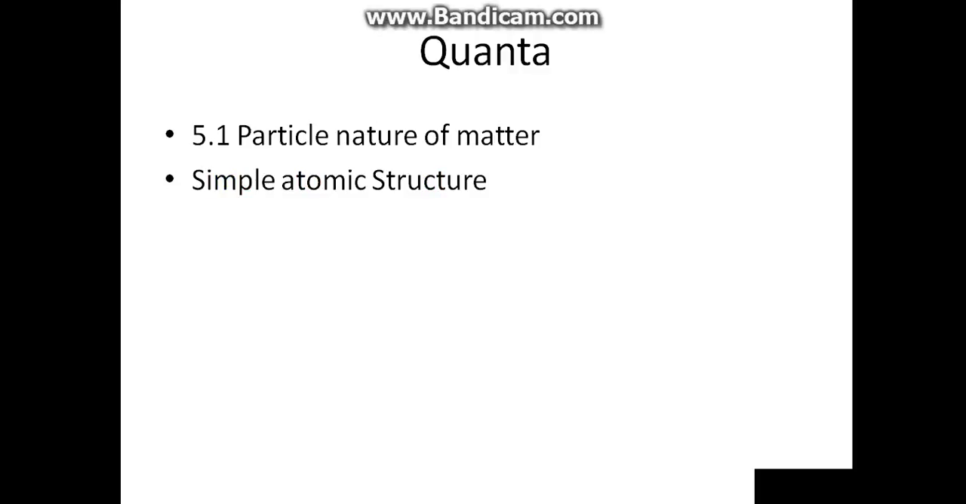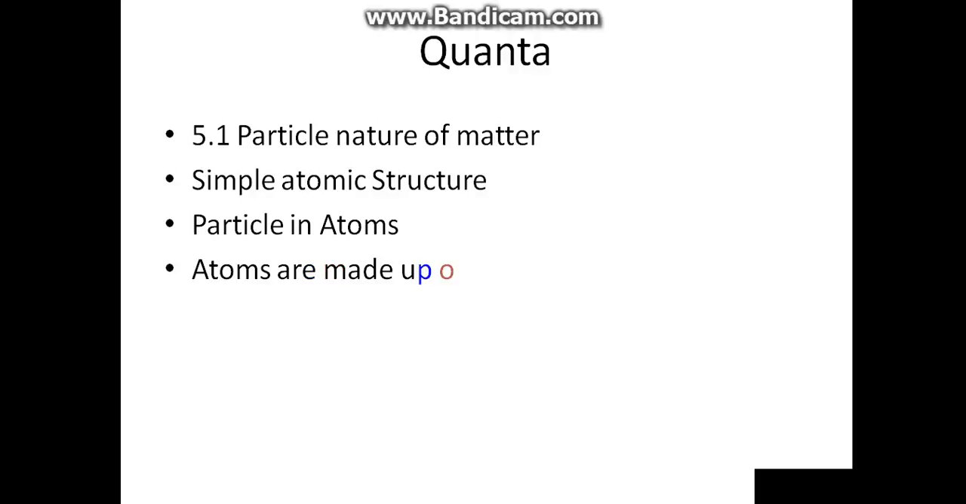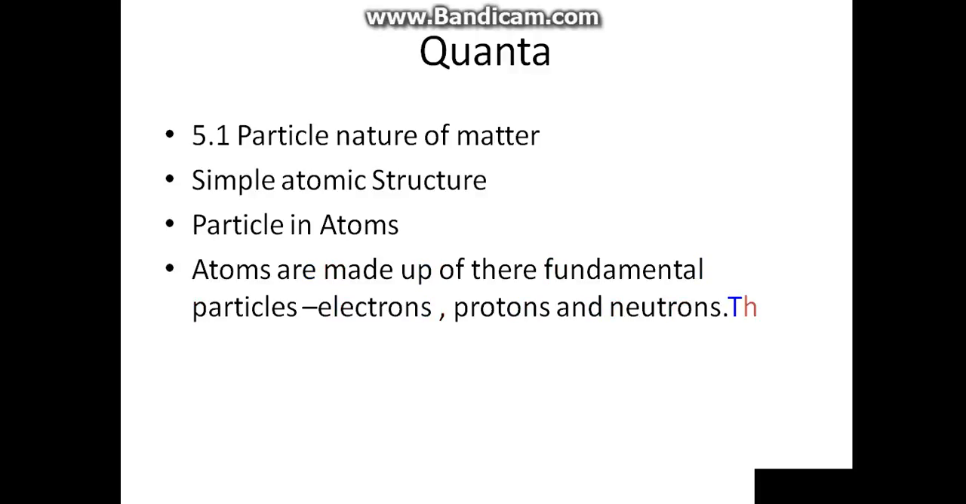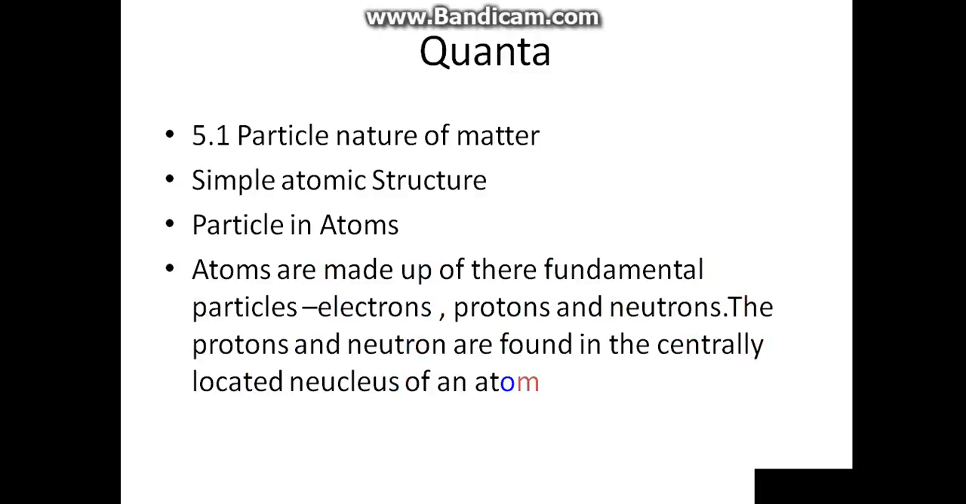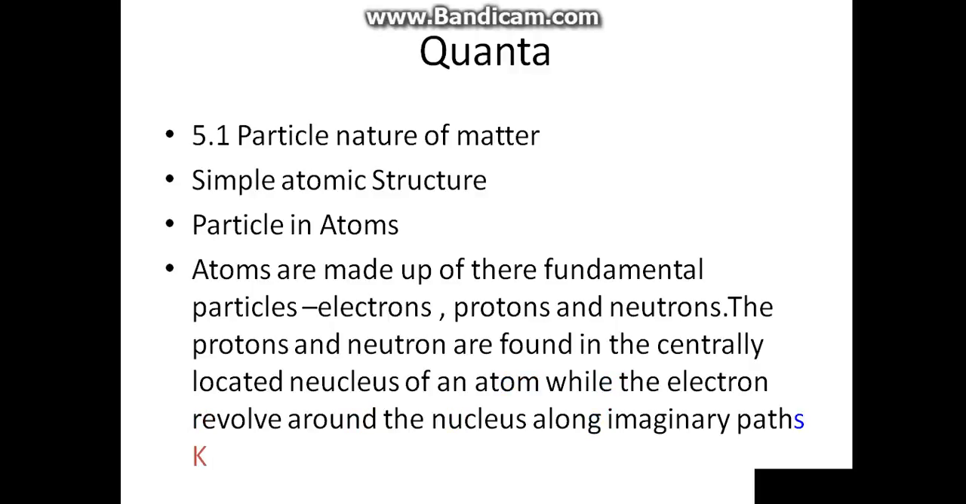Quanta. 5.1 Particle nature of matter. Simple atomic structure. Particles in atoms. Atoms are made up of their fundamental particles: electrons, protons, and neutrons. The protons and neutrons are found in the centrally located nucleus of an atom, while the electrons revolve around the nucleus along imaginary paths known as shells or orbits.